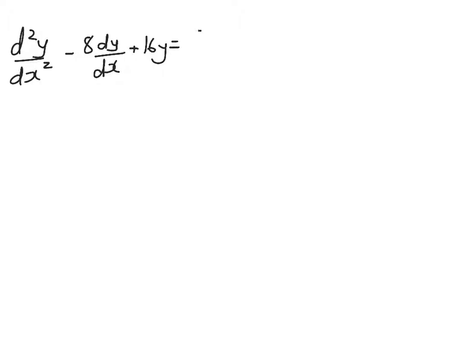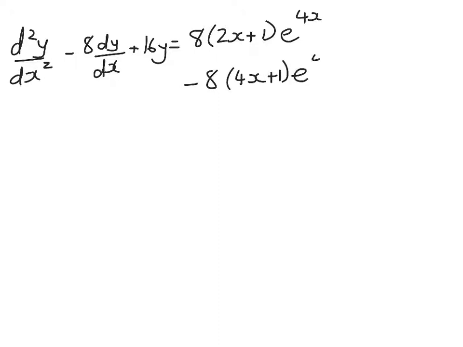Okay, so we start as usual, we just write out the DE. And now we substitute. So we've got 8 times 2x plus 1, just reordering that a tiny bit, times e to the 4x, minus 8 times 4x plus 1, e to the 4x, plus 16, and now I substitute in what y was. So y was x e to the 4x.